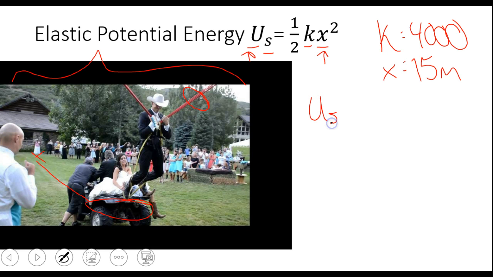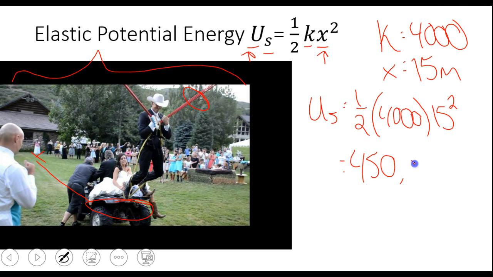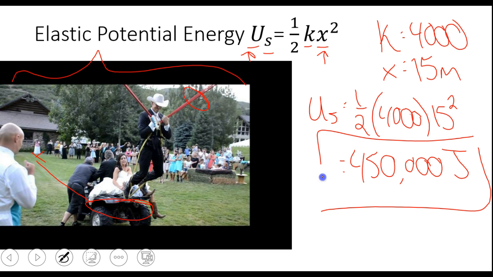And we can calculate that exact amount as 1/2 times the spring constant of this thing times the distance that this redneck is pulled back, squared. And so it's going to be 0.5 times 4,000, which is 2,000, times 15 squared, which is going to be 450,000 joules, okay, as this person is pulled back.